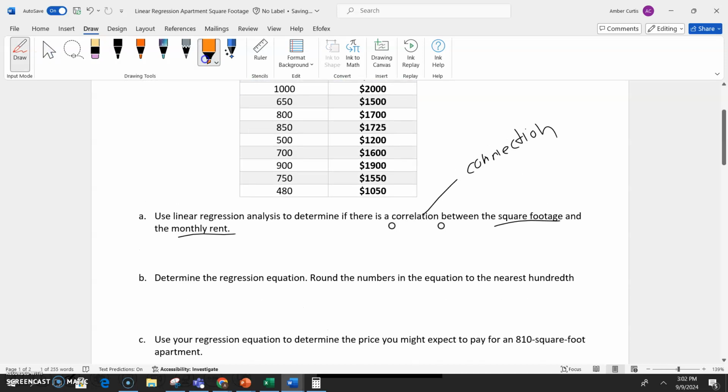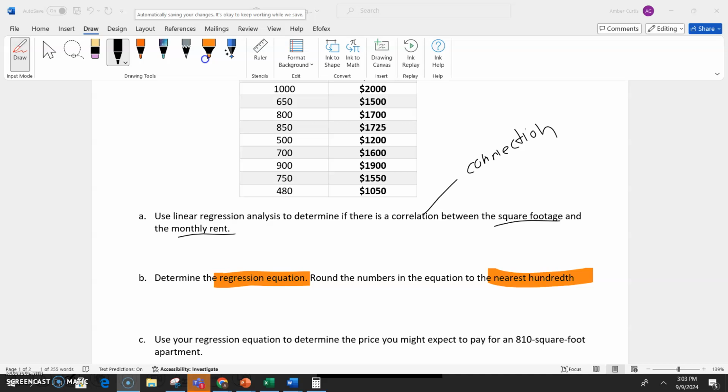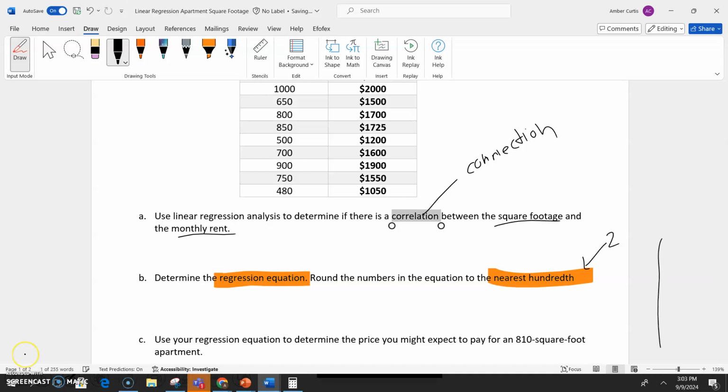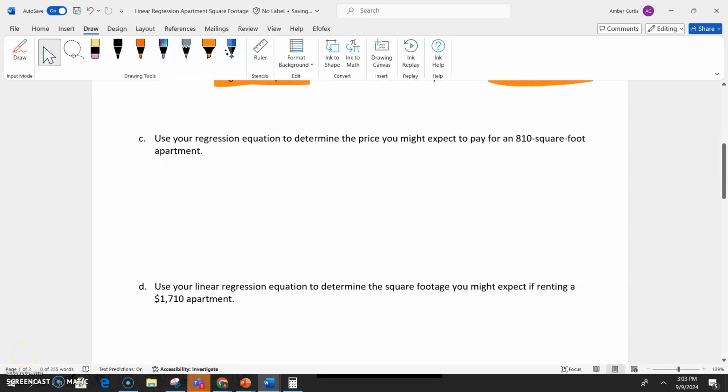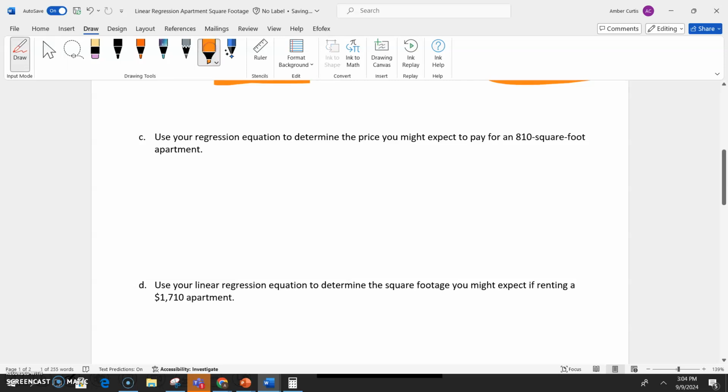Then I would like you to determine the regression equation, that is your line of best fit, using the regression tools we learned yesterday. If you need to, go back and rewatch the video on how to find that linear regression equation. And then we want our rounding today to be to the nearest hundredth, so that is 2 decimal places of accuracy. Then I'd like you to use that regression equation to determine the price you might expect to pay for an 810 square foot apartment.